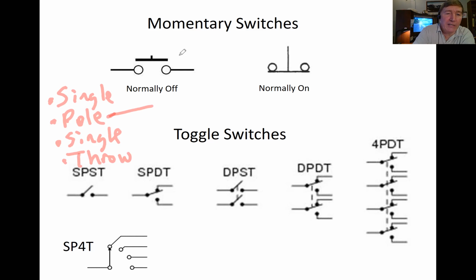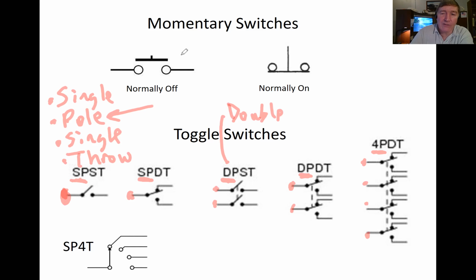So what does pole mean? Pole means how many input terminals there are. So if we've got SP, that means we've got a single pole. We've only got one input. This is also SP. Notice we've got one input. This one here is DP. The D there stands for double, so that means I've got two inputs. Over here I've got a DP, which also means I've got two inputs. And over here I've got 4P. That means I've got four different inputs.